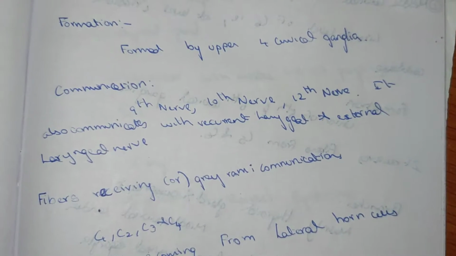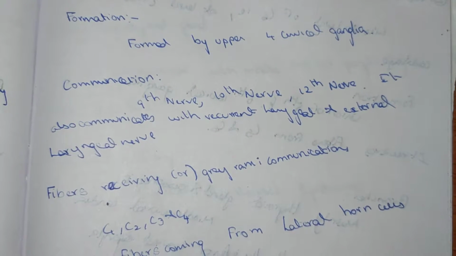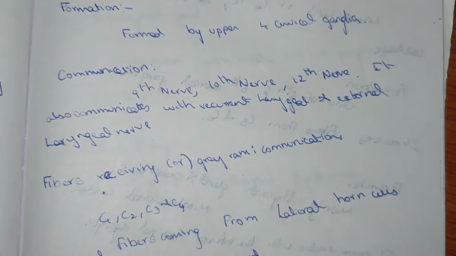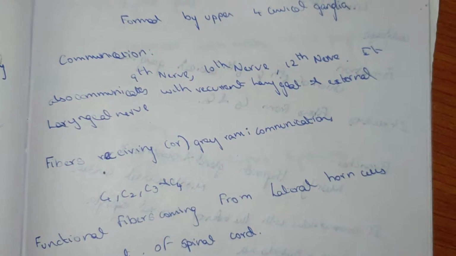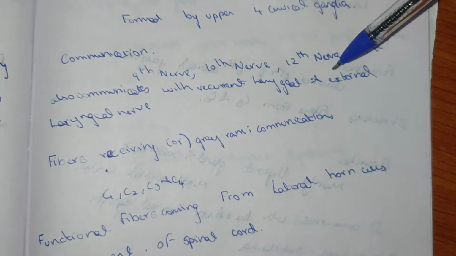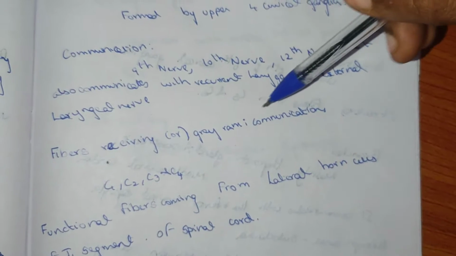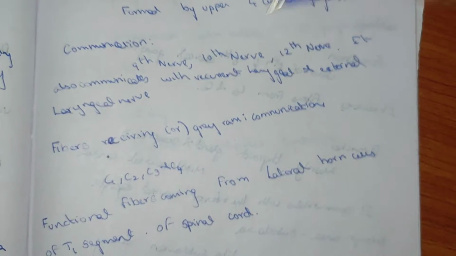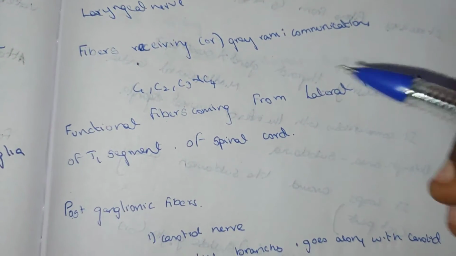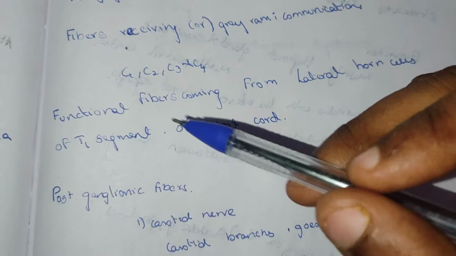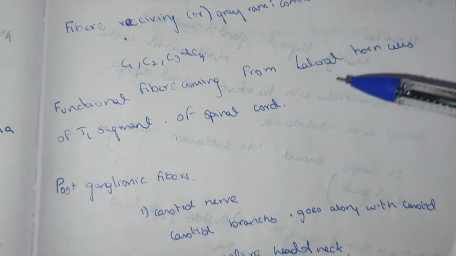So, as I said at first, it is formed by 8 ganglia. The first 4 ganglia are united to form the superior cervical ganglion. Communications: it communicates with the 9th nerve, 10th nerve, 12th nerve, and also with the recurrent laryngeal nerve and external laryngeal nerve. It receives fibers from the gray rami communicantes of C1, C2, C3 and C4. The functional fibers come from the lateral horn cells of the T1 segment of the spinal cord.